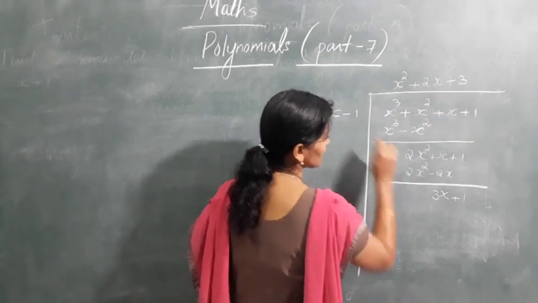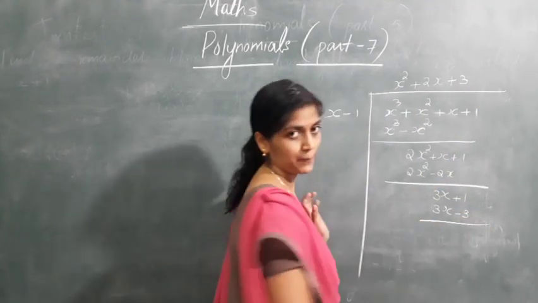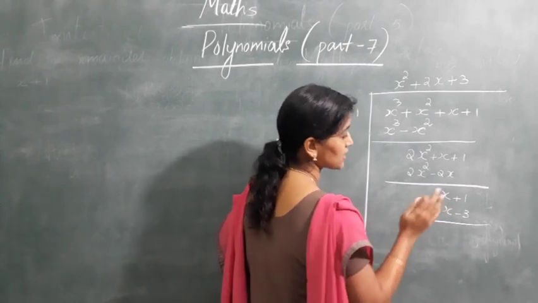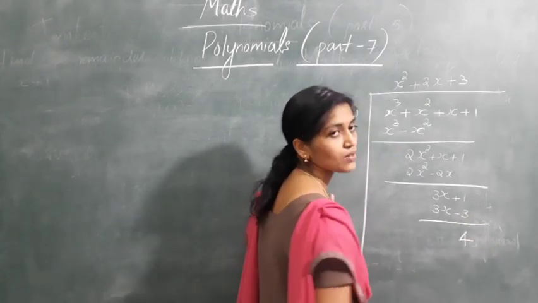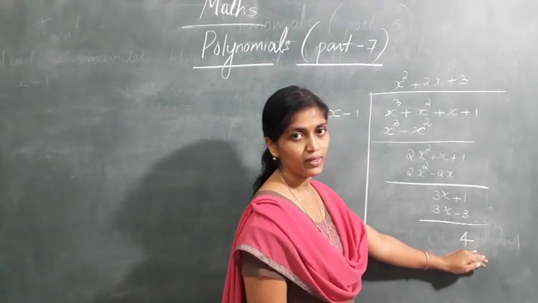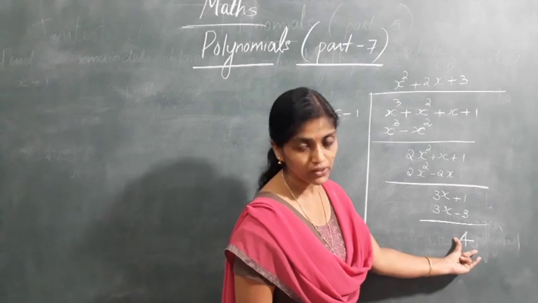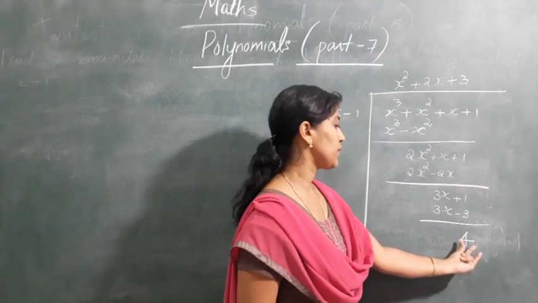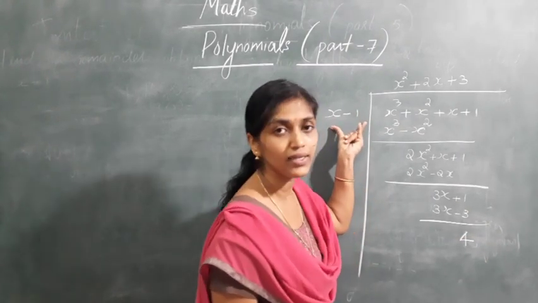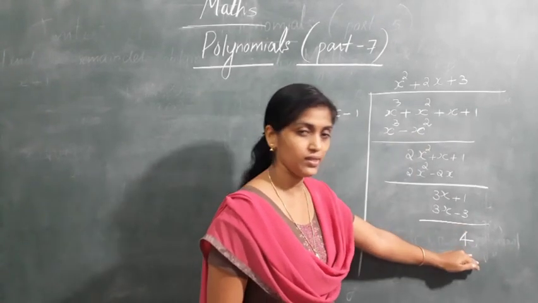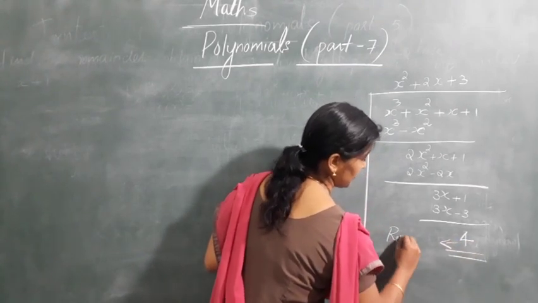So you get 3 into x, 3x, and 3 into minus 1, it is minus 3. Okay, now subtract 3x minus 3x, we know it becomes 0, 1 minus minus 3, it becomes 4. Okay, now we stop the division. Why? Because we know that here we got a constant polynomial. We know the degree of a constant polynomial is 0. So we cannot continue because the degree of this polynomial becomes less than the degree of the divisor. So we stop the division there. So that means we can take 4 as the remainder.